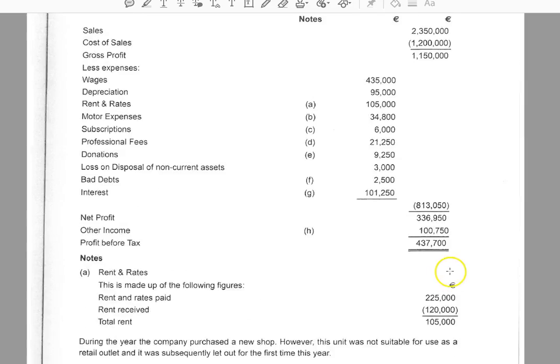So our chargeable profits shouldn't include that. And also in rent and rates in the expenses, we've got rent received. That needs to be deducted as well. So we have to take any non-trading income away from the profit before tax. And then we look at our expenses and we say, well, okay, maybe all of these aren't allowable. So, and I'll run through them now.